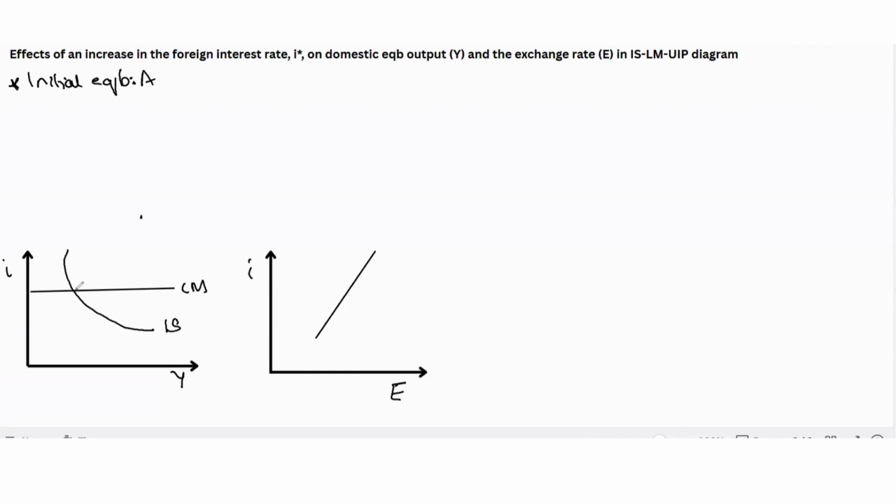So we know equilibrium domestic interest rate and domestic output can be found at the intersection of the IS and LM curve. So this is A. This is the initial equilibrium output YA and initial equilibrium interest rate IA.